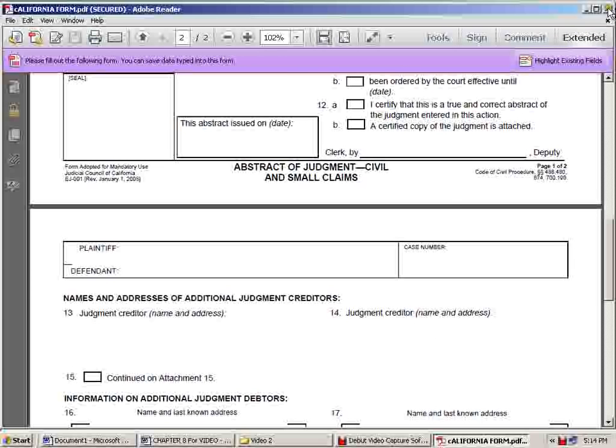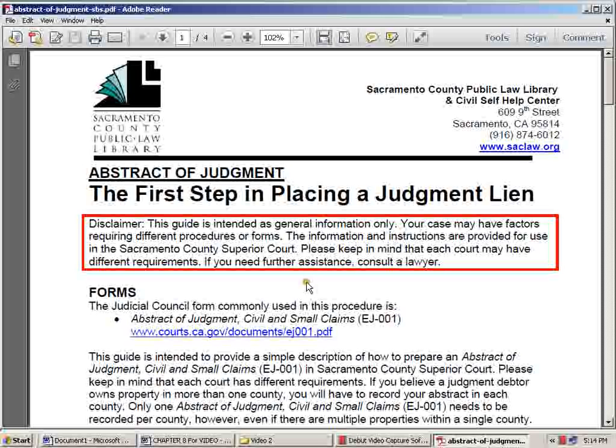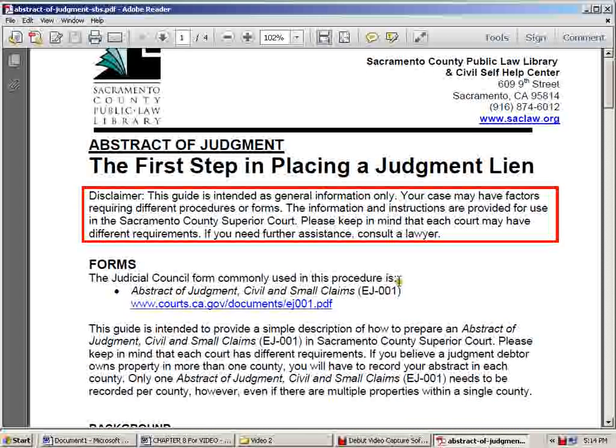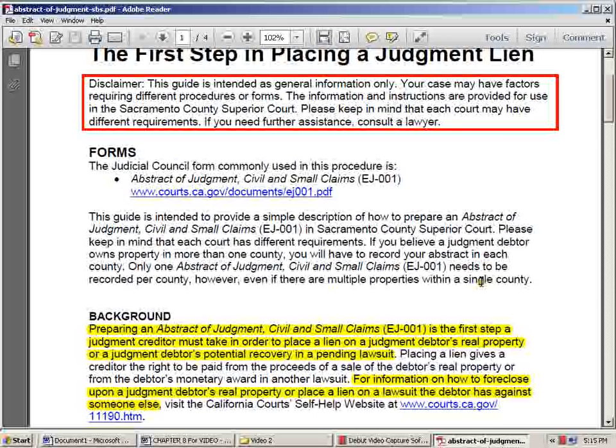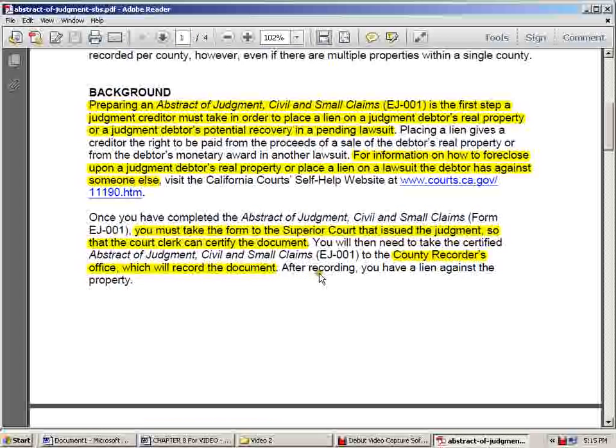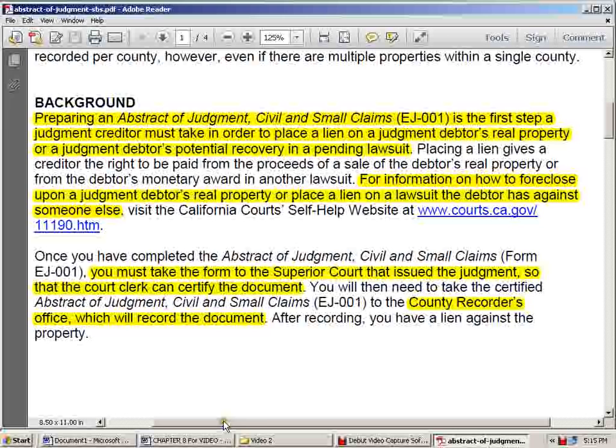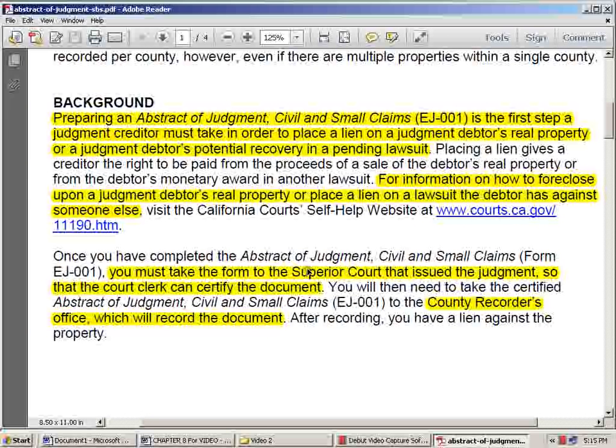This is a guide that comes from the Sacramento County Public Law Library, abstracted judgment, easy enough to find, don't need to send it to you. We'll just quickly read some of the highlights that we talked about before. You must take the form of the Superior Court that issued the judgment so that the court clerk can certify the document. All right, put the court seal on it. And then you need to take the certified copy from the court clerk, not certified as a certified copy, but certified true and correct by the court clerk to the county recorder's office. And they'll record the document.